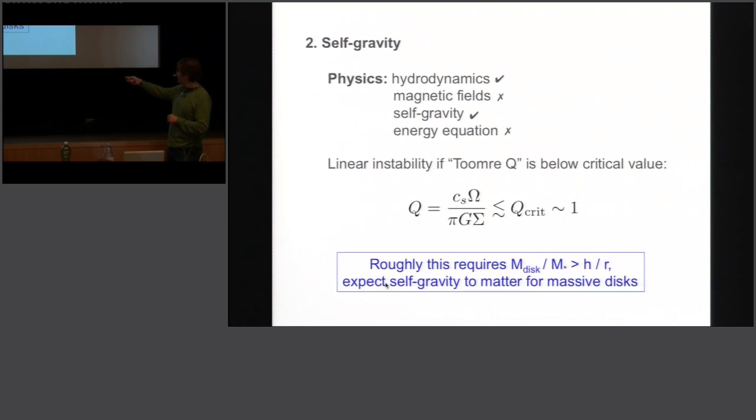Now, you can convert this condition, which is a linear condition for instability, to an estimate of the disk mass you need to become unstable. And very roughly, this requires that the disk mass, as a fraction of the stellar mass, needs to be larger than about h over r. H over r, remember, is the thickness of the disk divided by the distance from the star. And that's a number maybe of around 0.05 or 0.1 on large scales in disks, depending on the stellar mass and the scale and so forth. So if the disk is very massive, if it's maybe a tenth of the mass of the central star or larger, then self-gravity will definitely be a very important process in the disk.